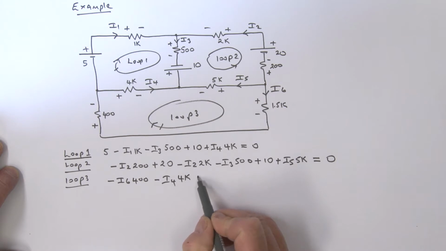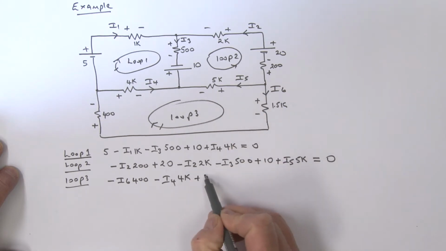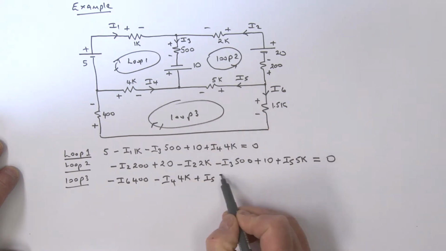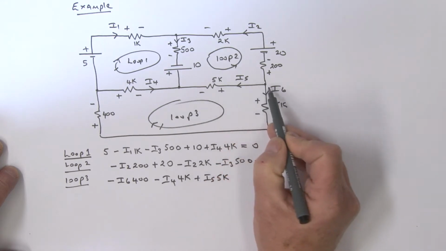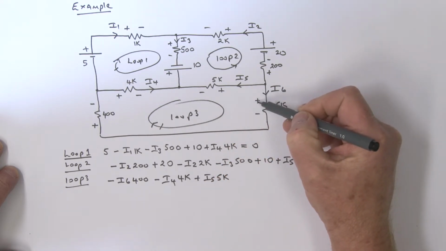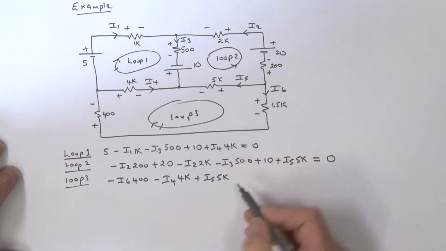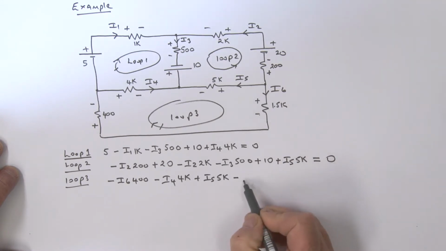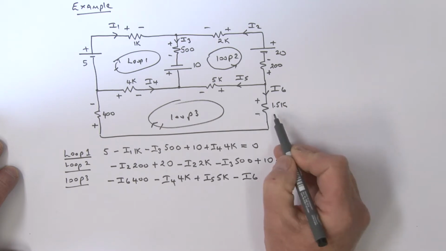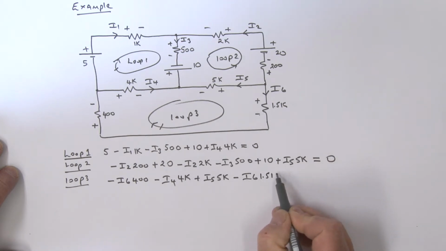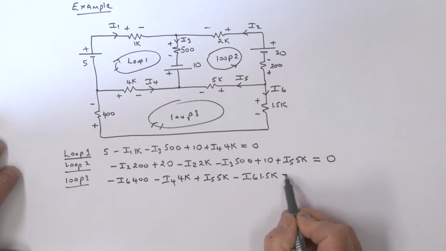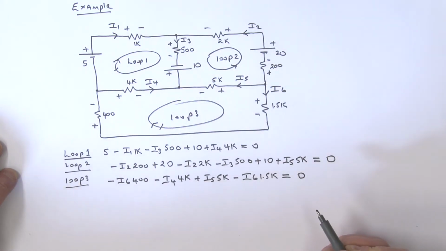So that's really a plus I5 times 5k. Coming on round, we're dropping again, so that's a plus to a minus, and so that's a minus I6 times 1.5k. We're back at the beginning. All of that is equal to 0. All right, so those are the 3 loop equations.